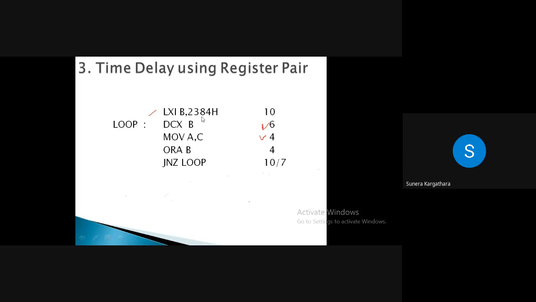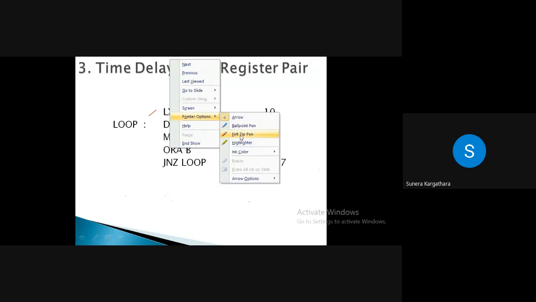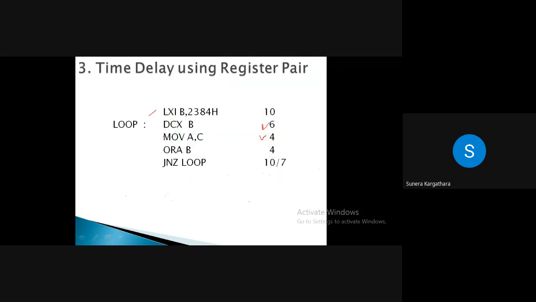DC pair को हम लोग को decrement करना है. That's why we are using DCXB. Now, student, try to understand the importance of these two instructions after DCX. We are transferring the content of C into accumulator. मतलब after decrement, whatever the content of C that we are transferring to accumulator, and we are performing an ORing operation with B.